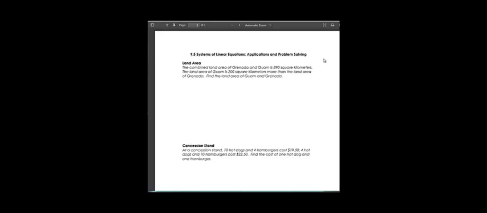So you can do either method when you're doing these problems. You can do the addition method, which is the way we did it the first time, or you can do the substitution method, and it can work either way. Depending on your numbers and how the problem is, you might want to use one method over the other. But that is how you do number 1. So let's move on and do the concession stand problem.